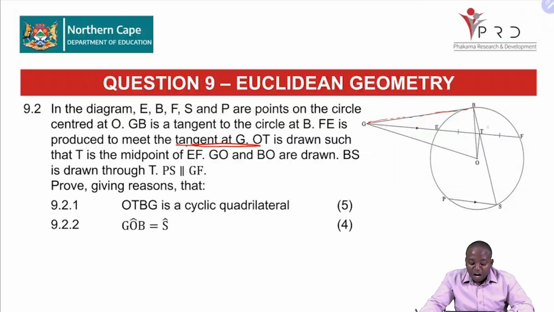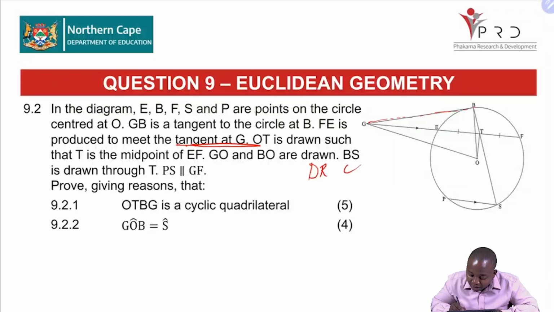GO and BO are drawn. BS is drawn through T and PS is parallel to GF. Let us apply this information by doing what? By applying our doctor there, Dr. Cape Town. Let us apply our doctor Cape Town.